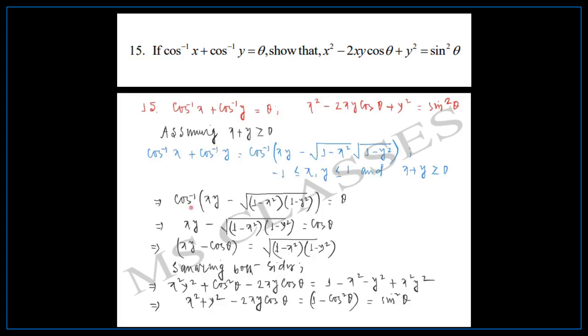Now here we have applied the formula. Now xy minus this one equal to cos theta. Here I have assumed that this is equal to cos theta without loss of generality, in the simplified case. And now I have taken cos theta on the left and I have taken root under of 1 minus x square into 1 minus y square on the right hand side. Why? So that all the rational terms are on one side and irrational terms on the other side. Now squaring both sides, we have got this.